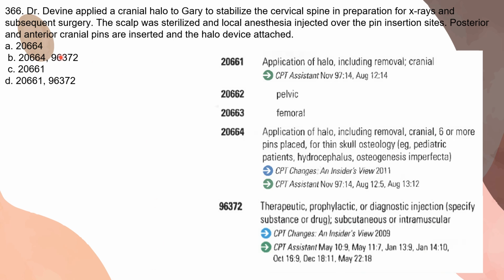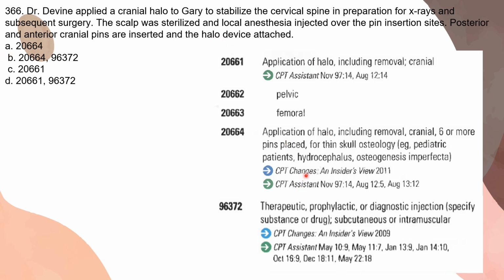So let us take one example to test this guideline. Dr. Divine applied a cranial halo to Gary to stabilize the cervical spine in preparation for the X-ray and subsequent surgery. The scalp was sterilized and local anesthesia injected over a pin insertion site. Posterior and anterior cranial pins are inserted and the halo device attached. Now let us see what our code is.